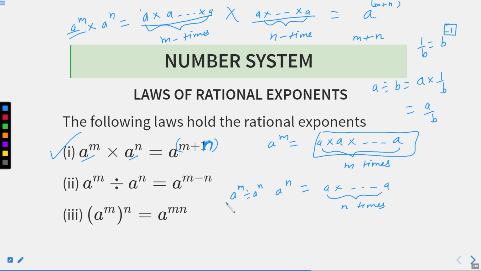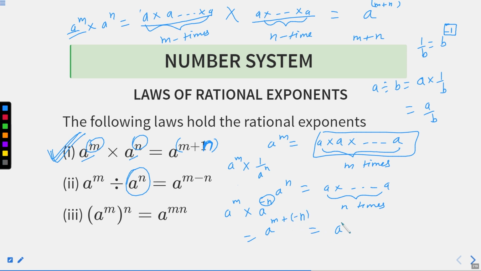Okay, so if you see a^m divided by a^n, the division sign changes to multiplication, and we take the reciprocal of this term, which is a to the power minus n. We know from this that the powers get added, so m plus minus n, which can be further simplified as m minus n. This is also very important, as you already saw I have used it quite often.